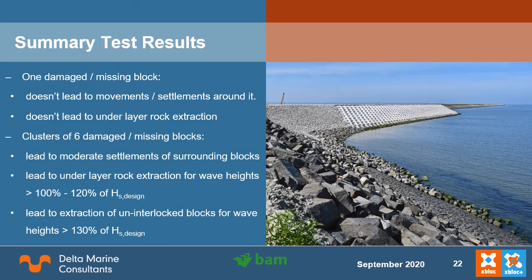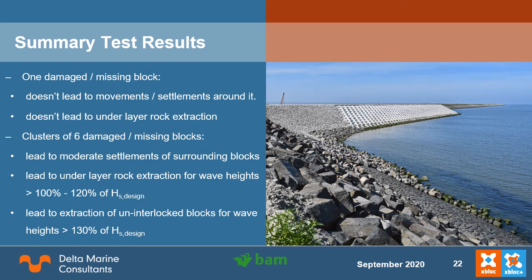So that brings me to the summary of the test results. If we look at all the tests that we have performed, we can see that if you have one damaged block or one missing block in your slope, this doesn't lead to movements or settlements of the blocks around it. It also doesn't lead to significant rock extractions. We saw on occasion 1 or 2 rocks being extracted. Then there were some clusters of 3 or 4 damaged or missing blocks. Also, they had limited impact.